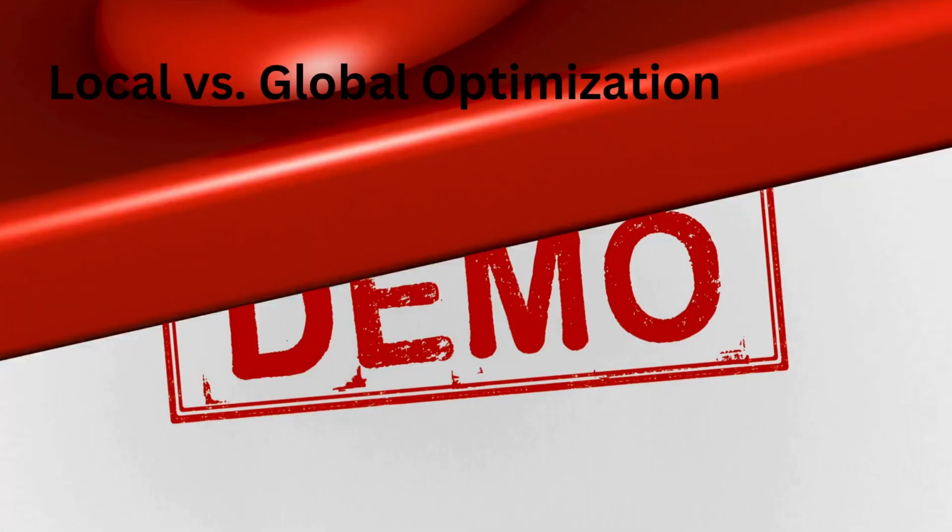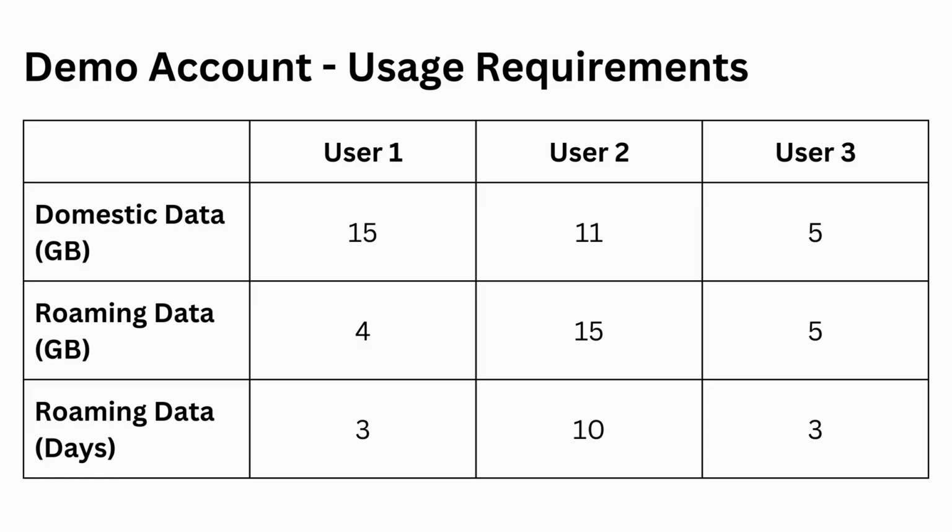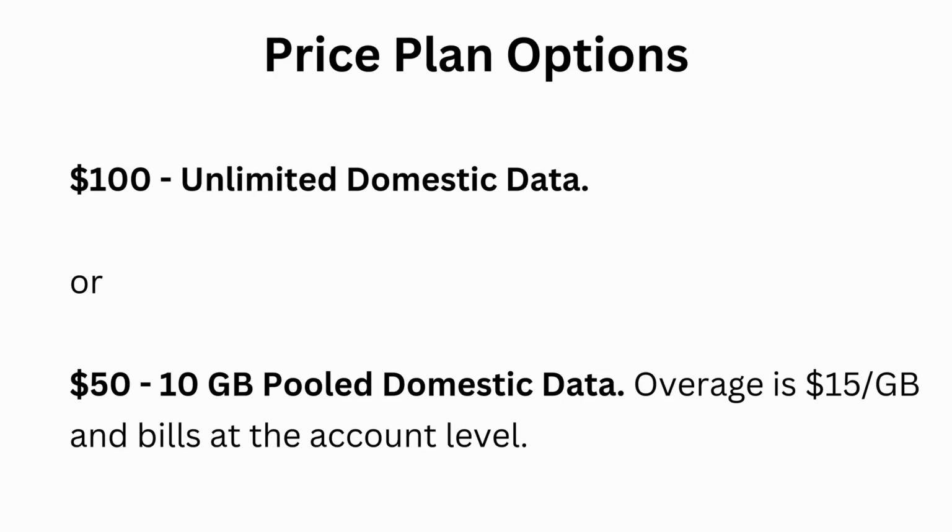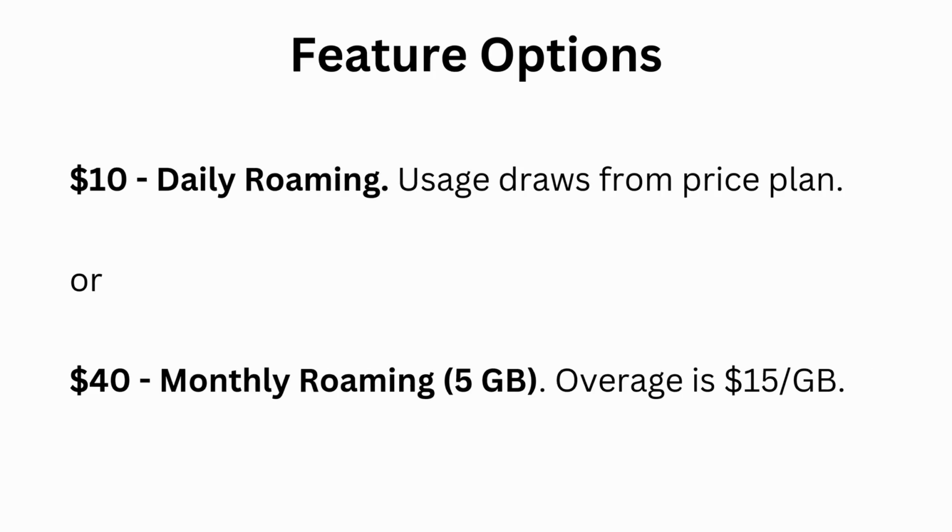To explain local and global optimization, let's look at an account with 3 end users. They use only data which can be domestic or roaming. Here you can see what everyone needs. There are 2 plans available. Unlimited domestic data is $100 and 10 GB domestic pooled data is $50. There are 2 features available. Daily roaming is $10 per day, with the usage coming from the price plan allowance. Monthly roaming is $40 for 5 GB.